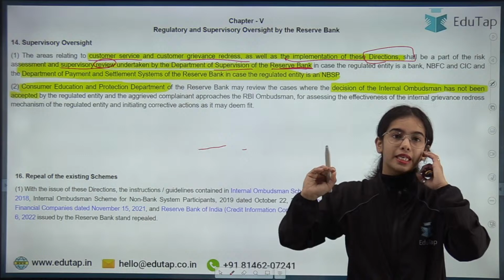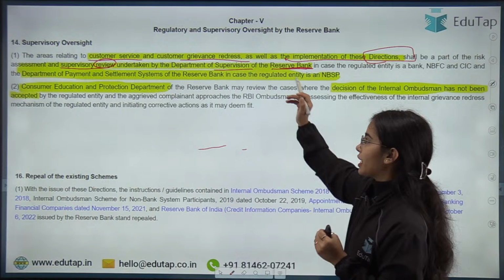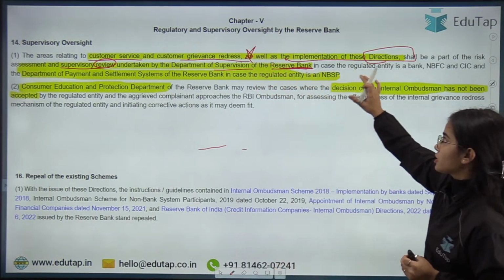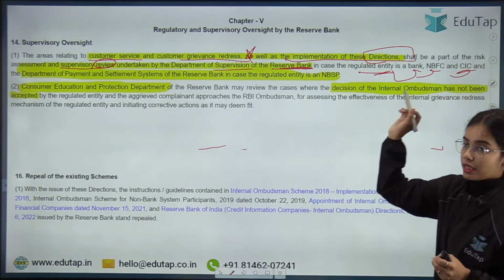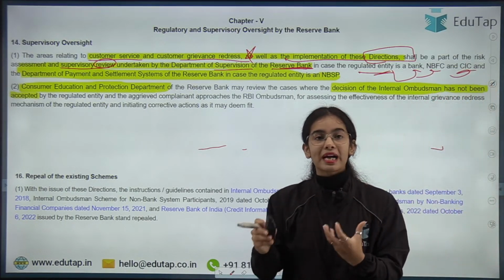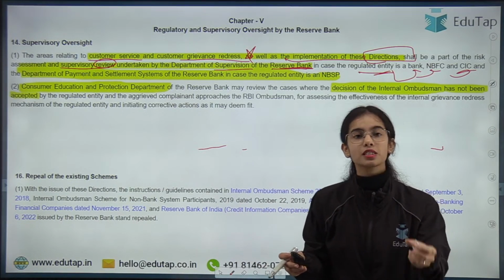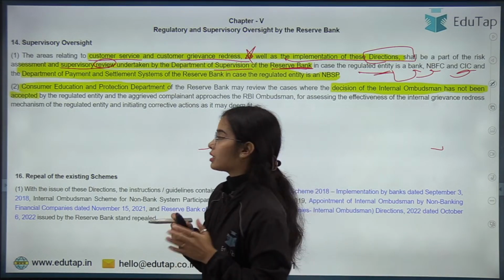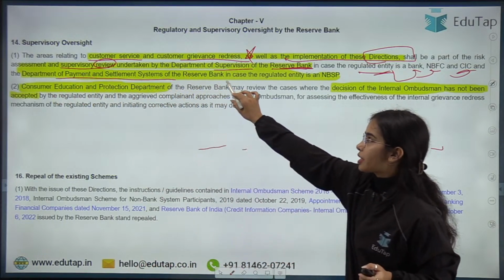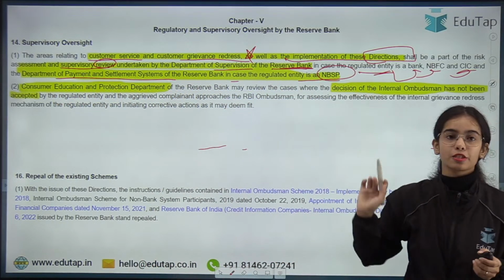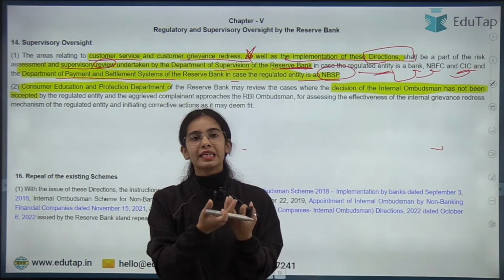Okay, so are the banks following the directions or not? This will be looked after by the Department of Supervision of the Reserve Bank of India in case of a regulated entity that is a bank, NBFC and CIC. Now the non-banking system participants, are they following the directions? Are they looking after the customer grievances or not? This will be reviewed, or supervisory review will be done, by the Department of Payment and Settlement Systems of the RBI in case of the non-banking system participants, because they come under the domain of the Payment and Settlement Systems Act.